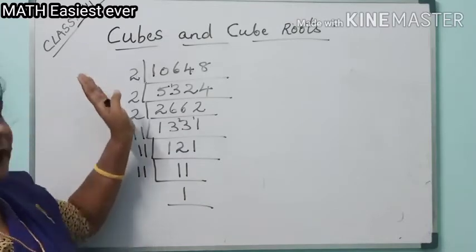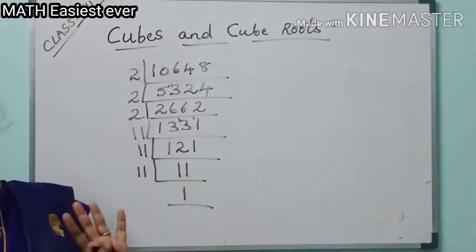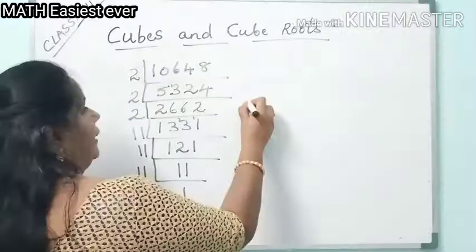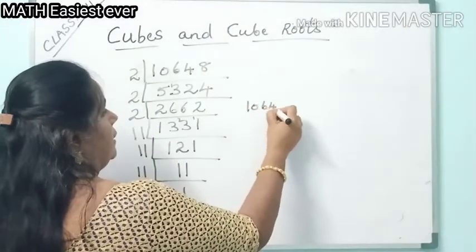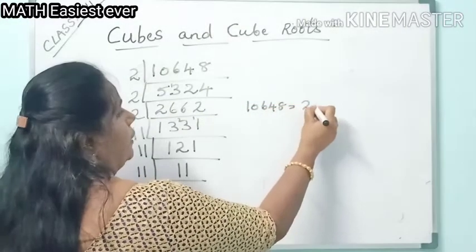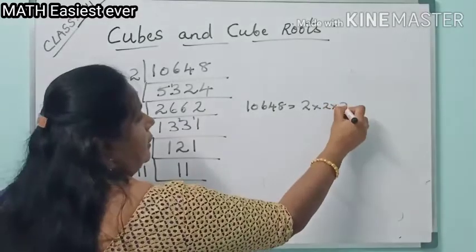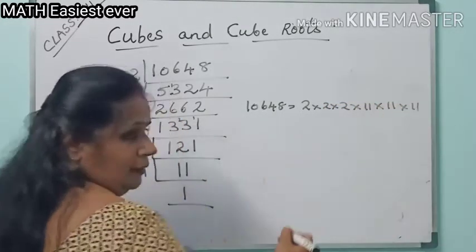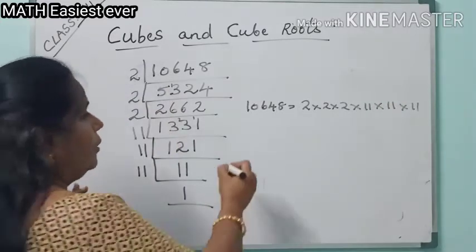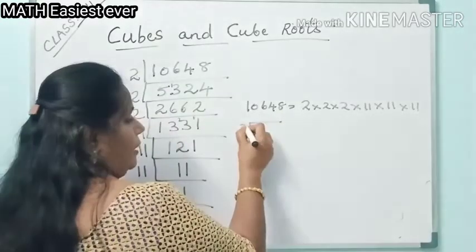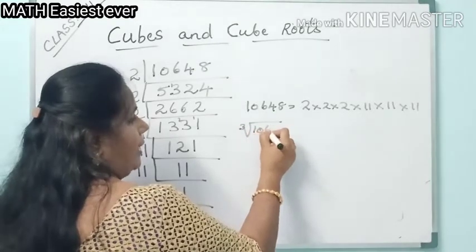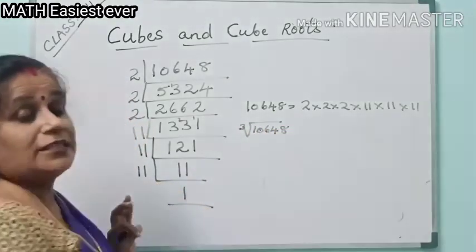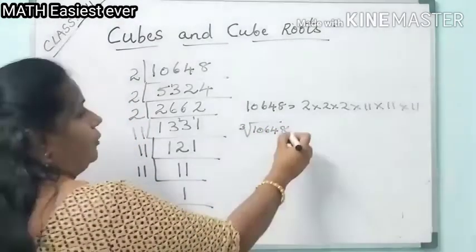So, what are the prime factors of 10,648? You write it here. 10,648 is equal to 2 into 2 into 2 into 11 into 11 into 11. Right? Now find out the cube root. After that, you have to write the next step as cube root of 10,648.